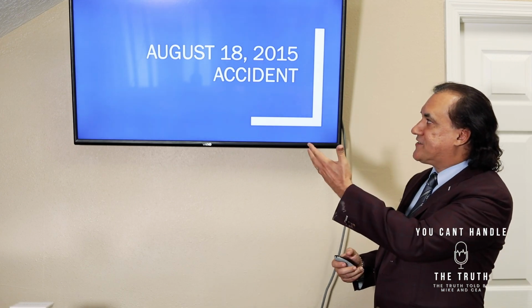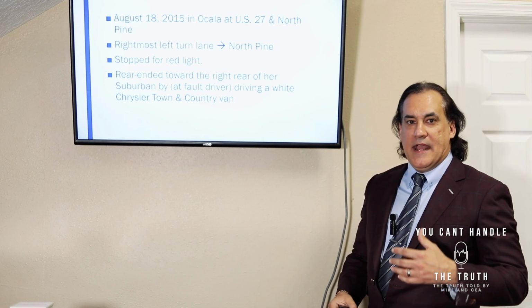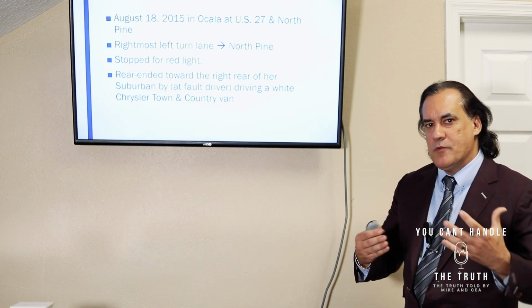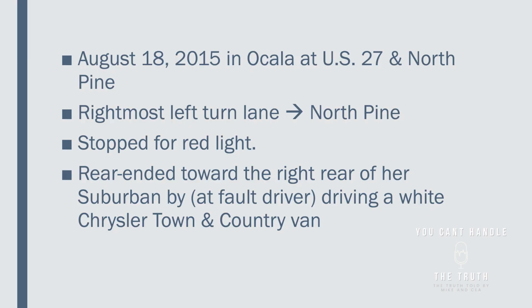And so we had this accident that we talked about from August 15, 2015, okay? And some details about the accident. This is kind of what we would be presenting to a jury so that they can make a decision. So we have this August 18, 2015 accident in Ocala. We're talking about how the accident happened. The client was in the rightmost left turn lane heading towards another street called North Pine. She stopped for a red light, and then she's rear-ended toward the right rear of her Suburban vehicle by what we'll call the at-fault driver, who was driving a white Chrysler Town and Country van.